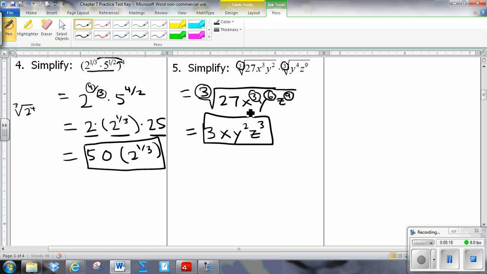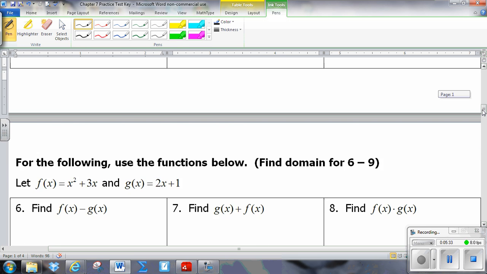Now, if there was any stuff left over, say you had an extra x hanging out on the side, then you would put cube root of x to account for that. But there's nothing left over. We took everything out. All right, so let's move down.